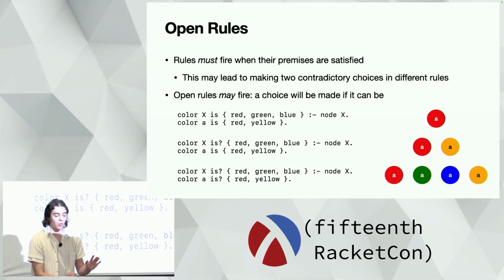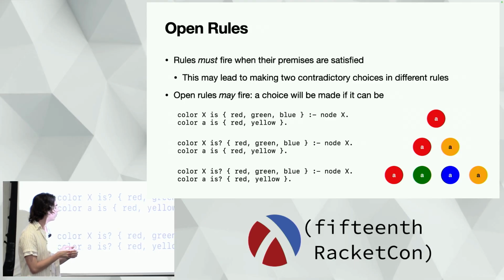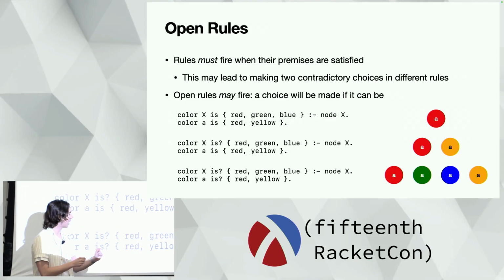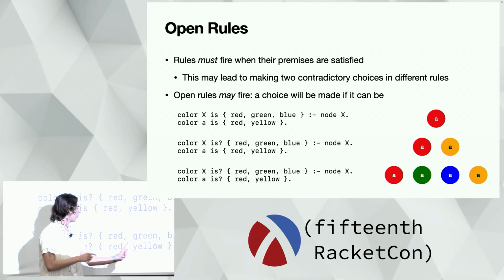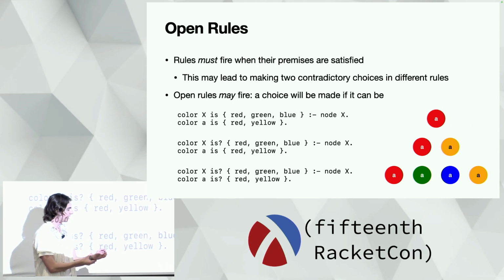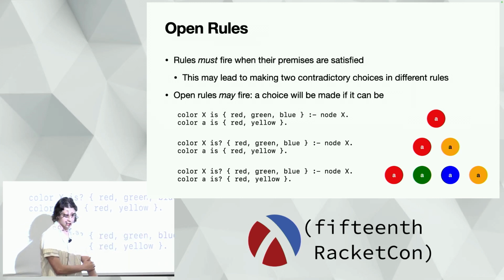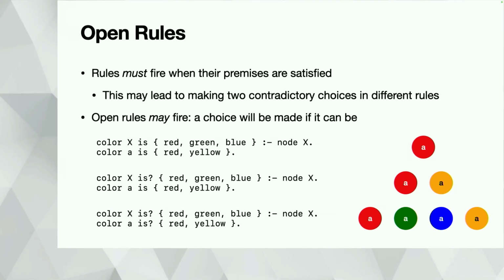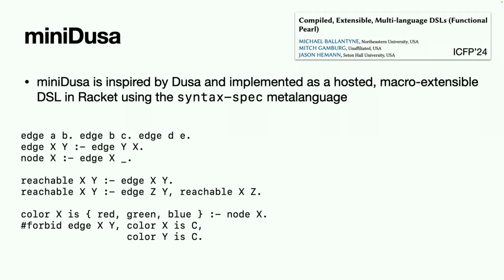And then finally, if both of these were open rules, then we have the option to pick red, green, or blue. We have the option to pick red or yellow. One of them is always going to be picked, and we can see we have a bunch of different possible solutions there. Okay, so that was a little bit about Dusa. Now I think it is time for us to talk about what we have done, which is miniDusa. This is a re-implementation of Dusa in Racket using the syntax-spec metalanguage, which allows us to get a lot of interesting things from the Racket ecosystem sort of for free.